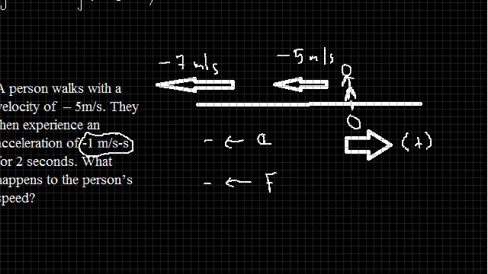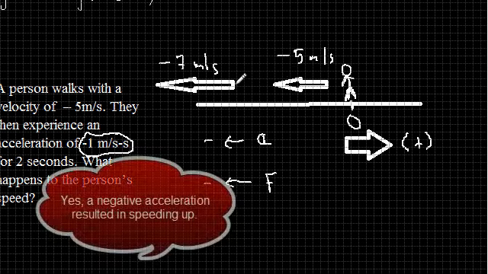And that kind of goes back to what we talked about a few lessons ago, right? If you come back to this part of the screen here, that negative acceleration and deceleration aren't the same thing. In this problem, the person was not decelerating. They were experiencing a negative acceleration, but it caused them to speed up, not slow down.